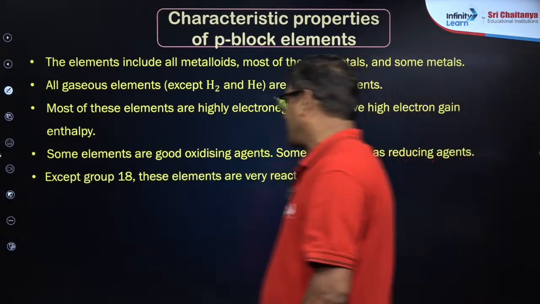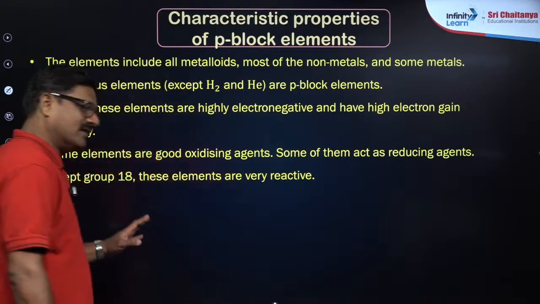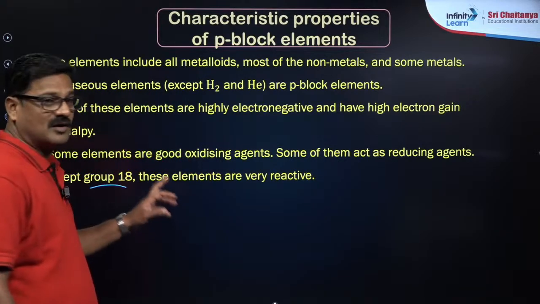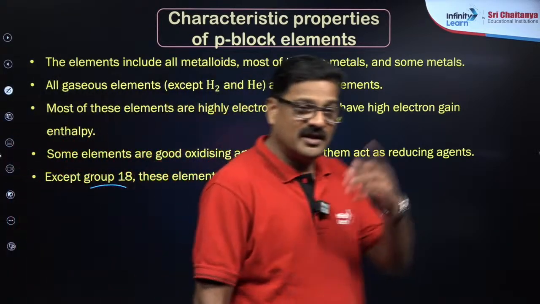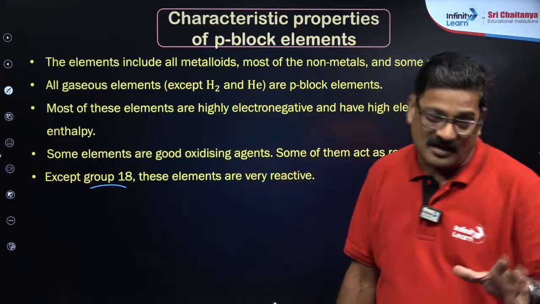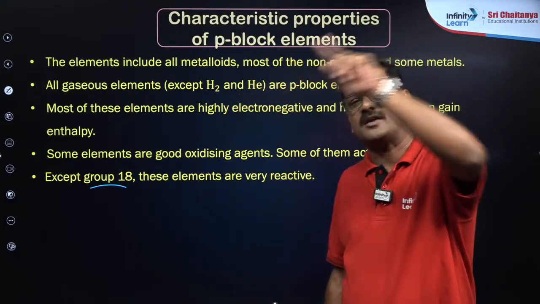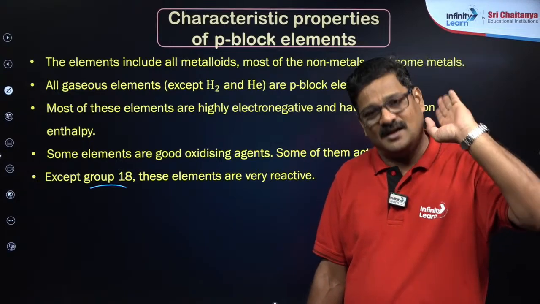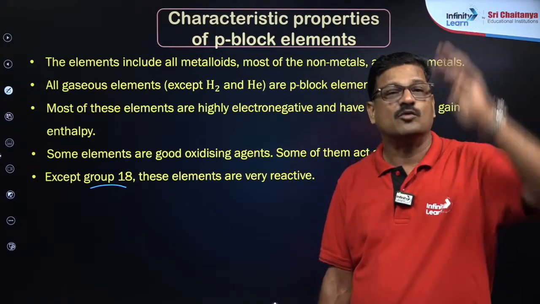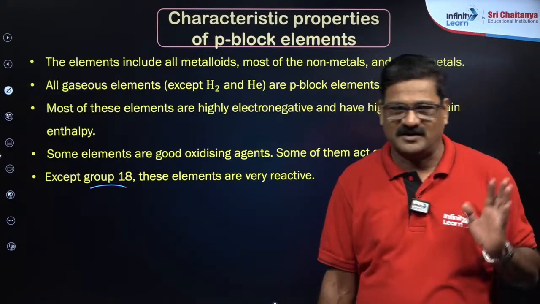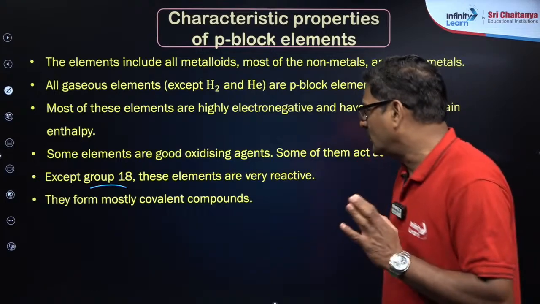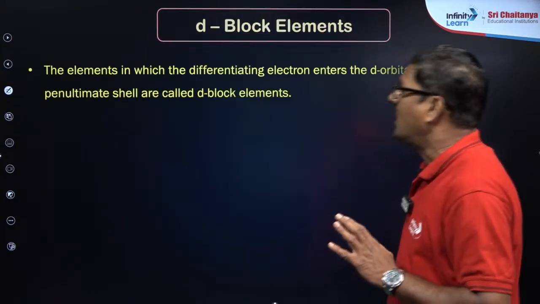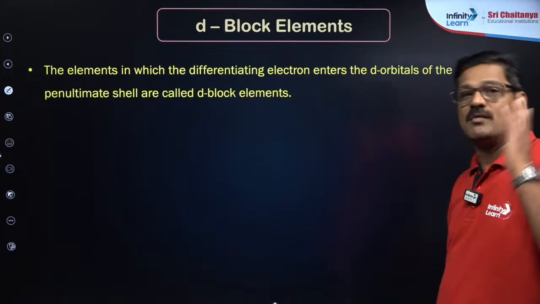Very good. Here, except group 18, these elements are reactive, and group 18 elements are called noble gas elements, which include helium, neon, argon, krypton, xenon, radon. Helium should be an s block element, but by properties it is placed in the p block, above neon, which itself is a defect in the modern periodic table. Okay, they form mostly covalent compounds. Ionic can also form, but say mostly covalent.